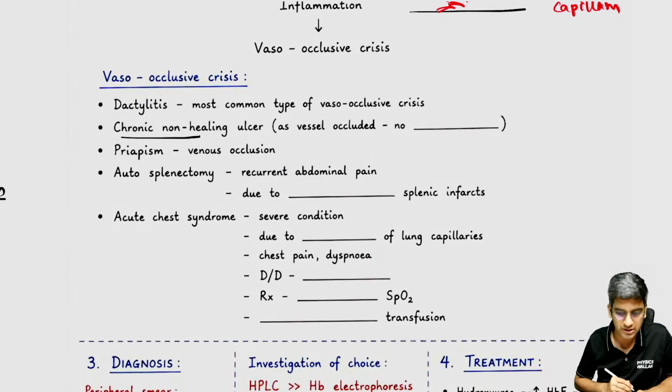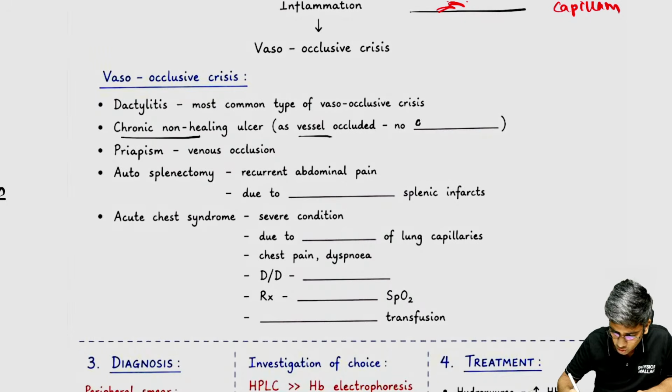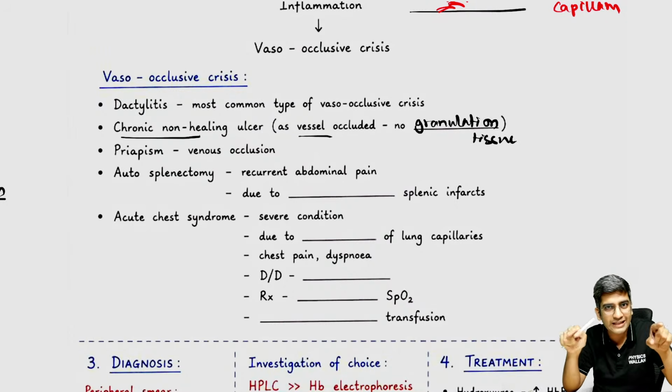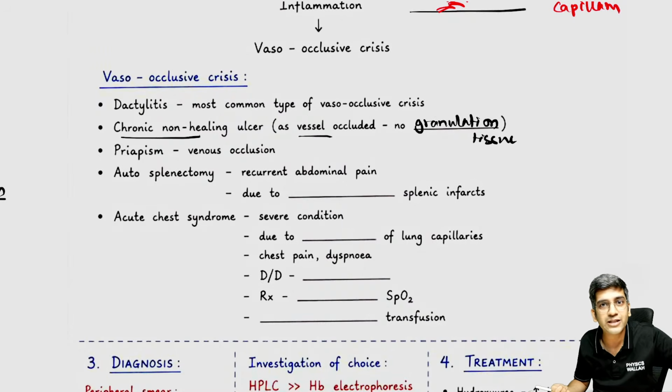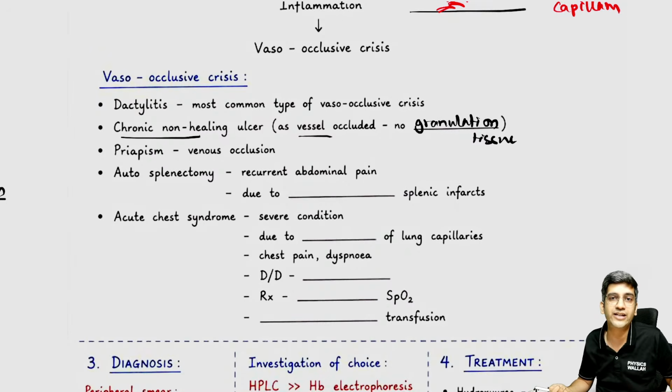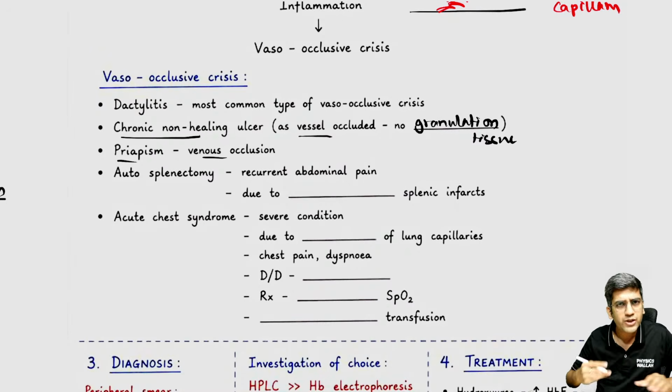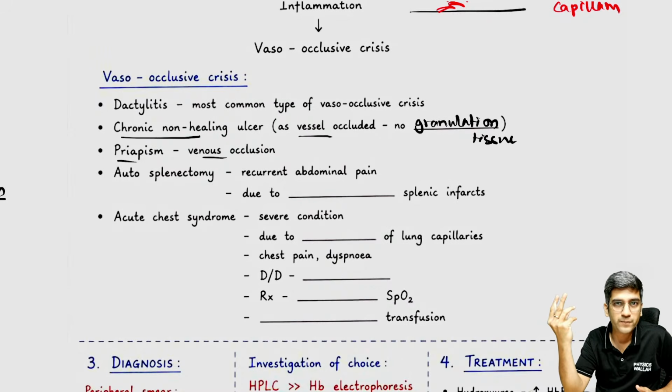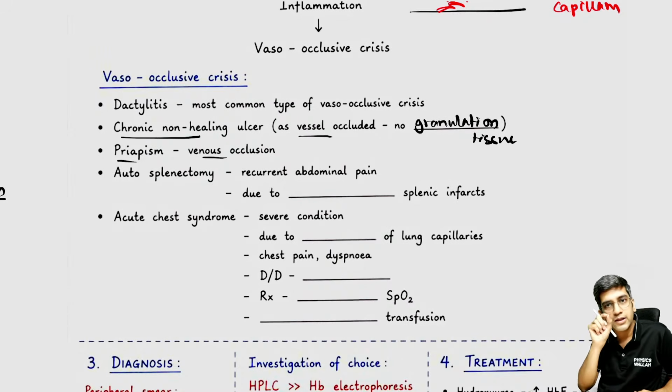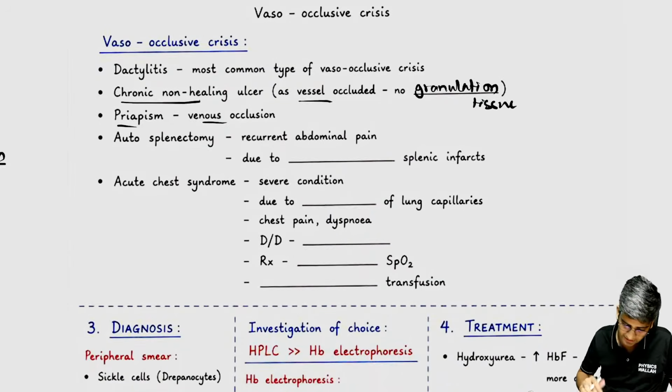Chronic non-healing ulcer, right? As the vessel is occluded, there will be no granulation tissue. That's why non-healing. I'll have a destruction of the epithelium because of ischemia. When it heals, I need granulation tissue. Granulation tissue is nothing but capillaries. That also will be blocked. It cannot heal, right? Priapism, because you know that penile engorgement is a vascular phenomenon by the corpora generally. But here, the RBCs block and result in the engorgement of the penis. Again, a very common presenting feature in men. More than half of men present with priapism for sickle cell anemia, right?